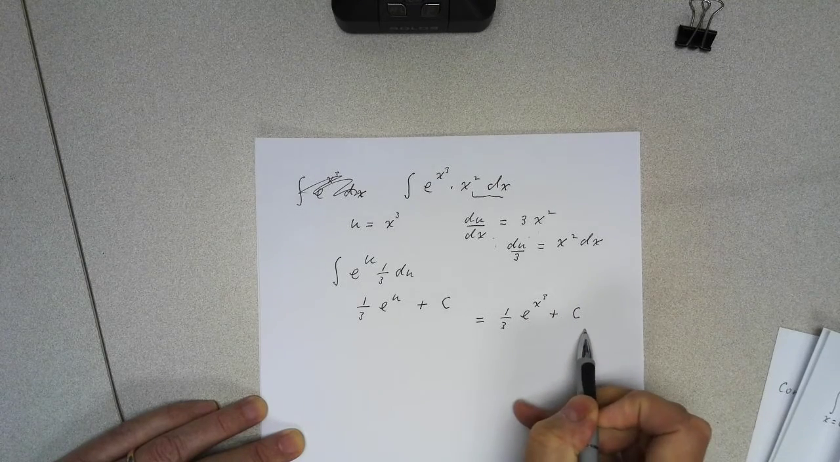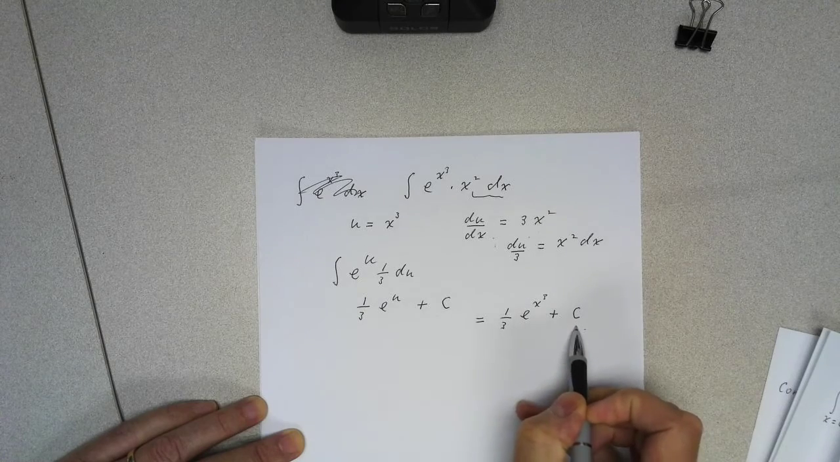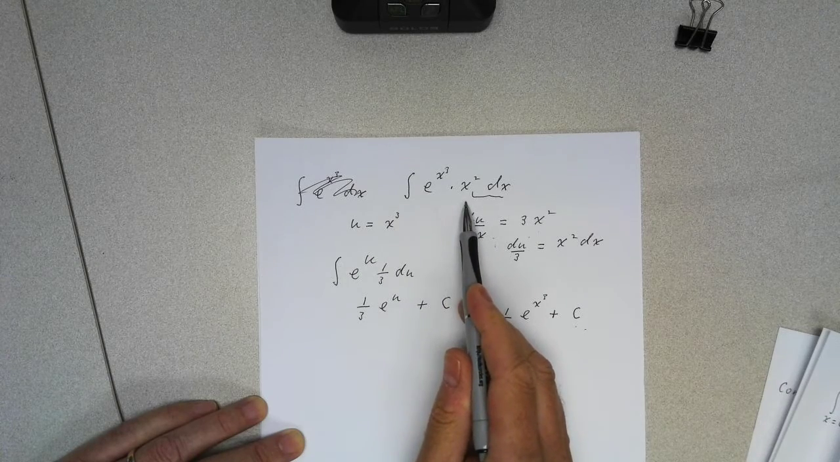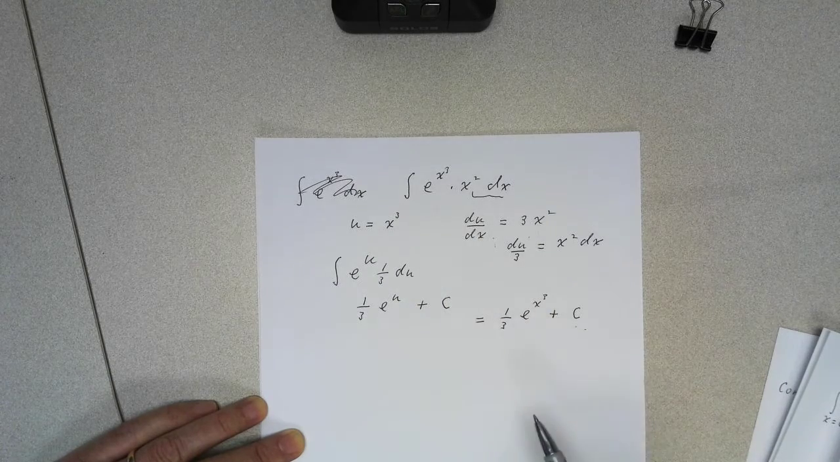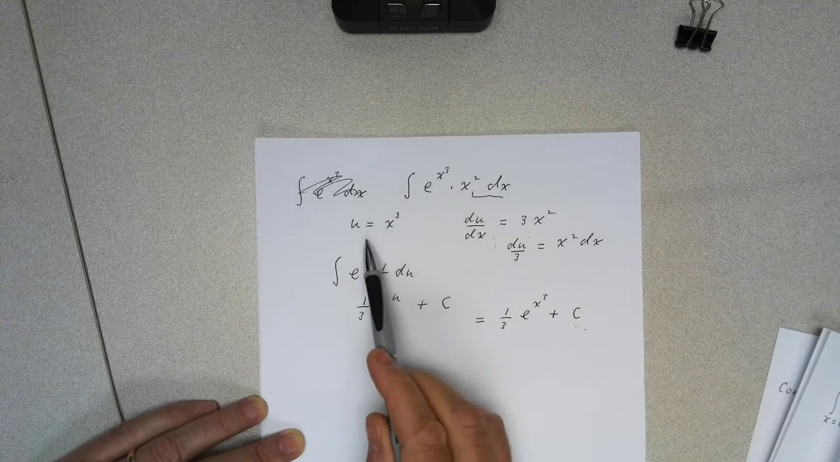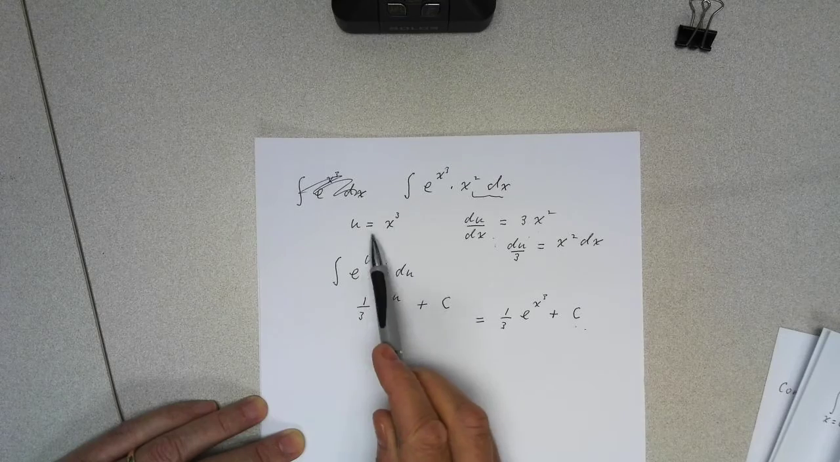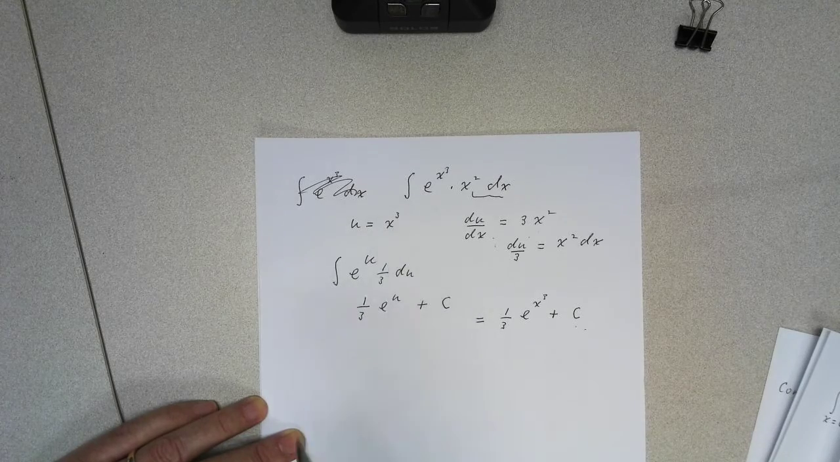And how would we check this? We would compute the derivative of this expression, and we would use the chain rule, and we would get exactly what we have right here. So you can always check by using the chain rule. Now this method is sometimes known as the substitution method or the u substitution method, because typically we use u as the new variable. Let's take a look at another example.